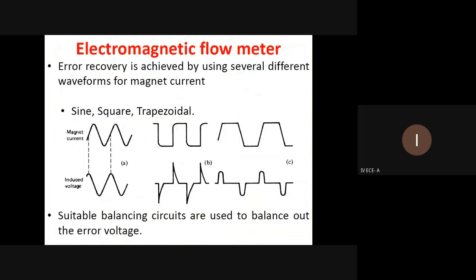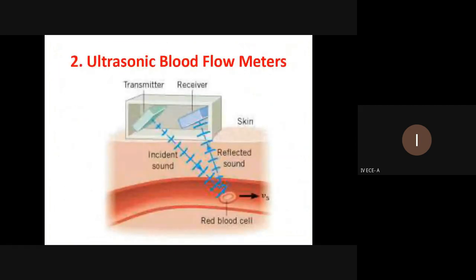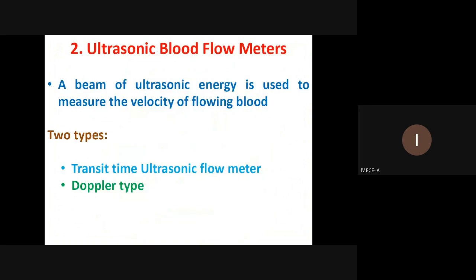Then the ultrasonic blood flow meter. In the ultrasonic blood flow meter, the velocity of flowing blood is determined with a beam of ultrasonic energy. So this is the principle. There are two types: one is the transit time ultrasonic blood flow meter, another one is the Doppler type.